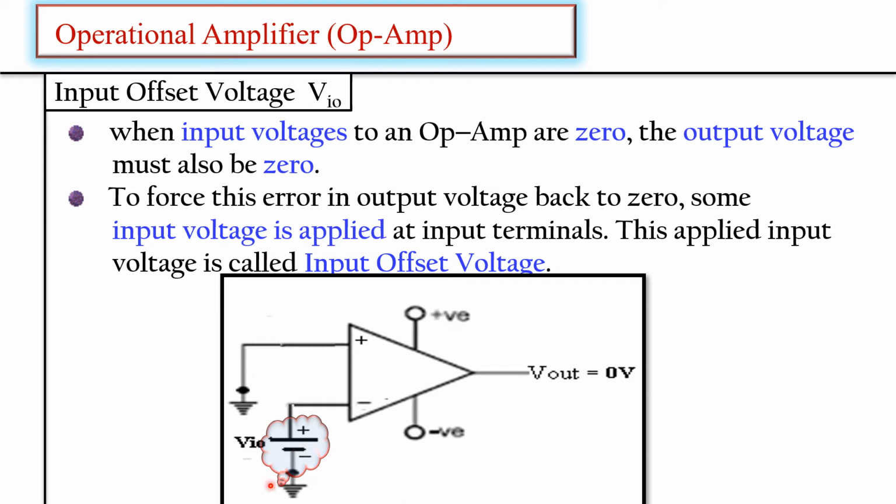So when the input voltages to the op-amp are 0, the output must be 0. To force this error in the output voltage back to zero, some input is applied at the input terminals. This applied input voltage is called the input offset voltage, VIO. Clear?